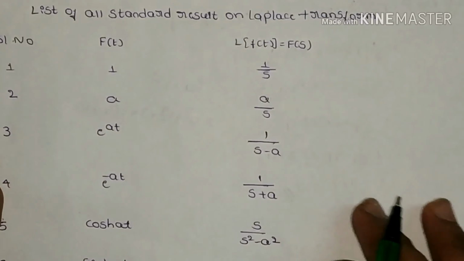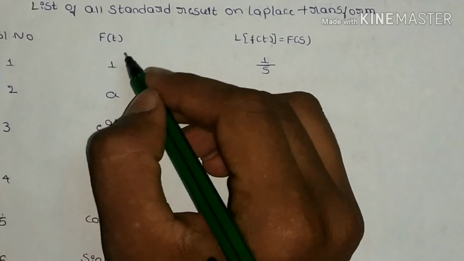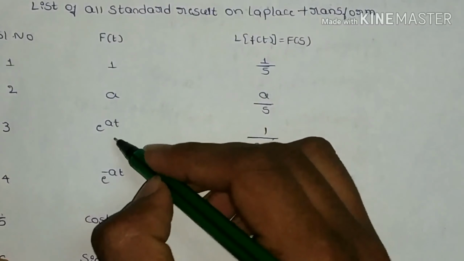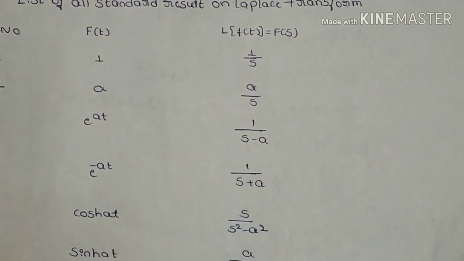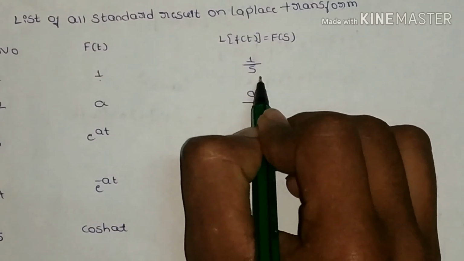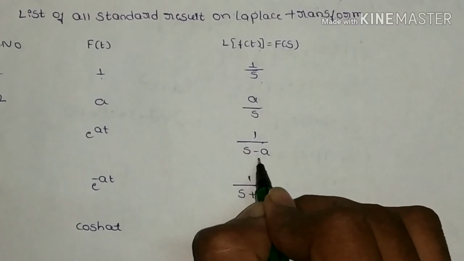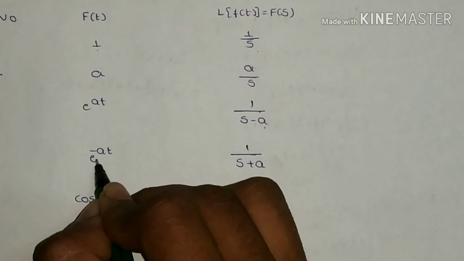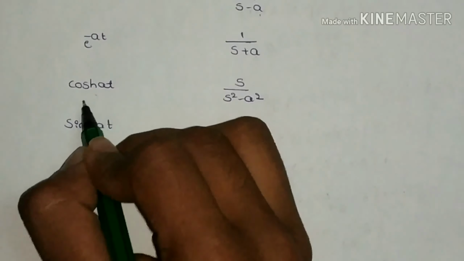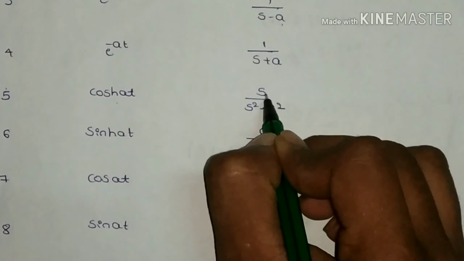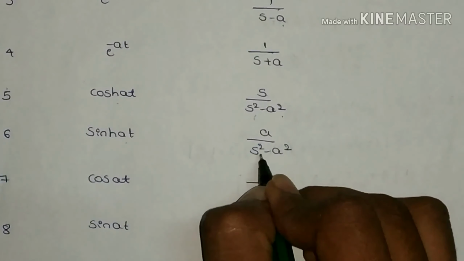Here is a table for the Laplace transform. First the serial number, f of t, and the Laplace transform of f of t. Here f of t is the function: 1, a, e raised to at, e raised to minus at, cos hyperbolic at, sin hyperbolic at. Laplace transform of 1 is 1 by s. Laplace transform of a is a by s. Laplace transform of e raised to at is 1 divided by s minus a. Laplace transform of e raised to minus at is 1 divided by s plus a. Cos h means hyperbolic. Laplace transform of cos hyperbolic at is s divided by s square minus a square. Similarly, sin hyperbolic at is a divided by s square minus a square.